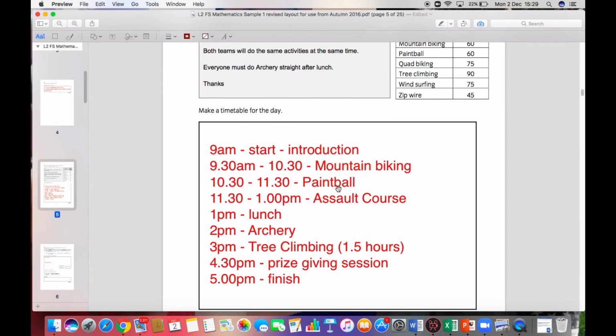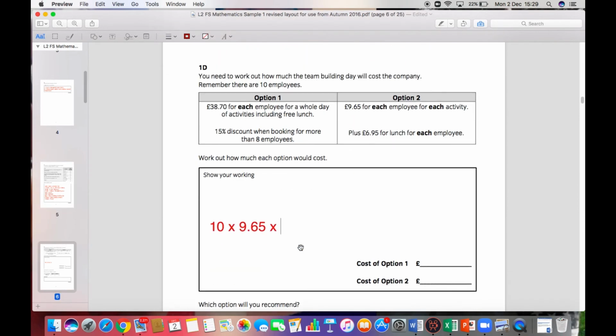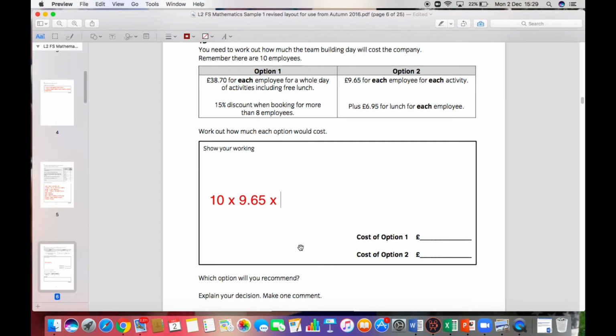We've got 1, 2, 3, 4, 5 activities, so then we need to times that by 5. Now we have to make sure that we're doing that correctly. So it's the 10 people times £9.65 per person times 5 activities. Just make sure you don't forget that last bit, because some people do get a bit confused and forget to do that last section. So that gives you £482.50.